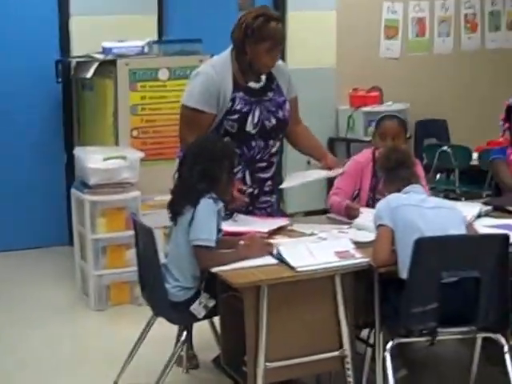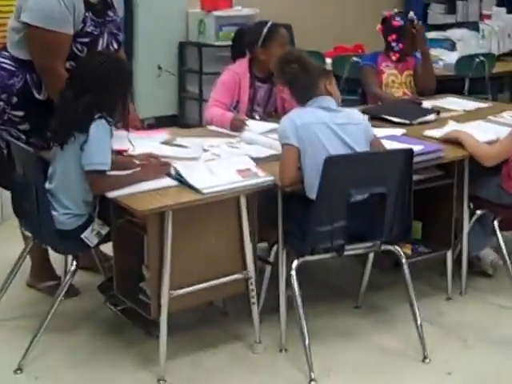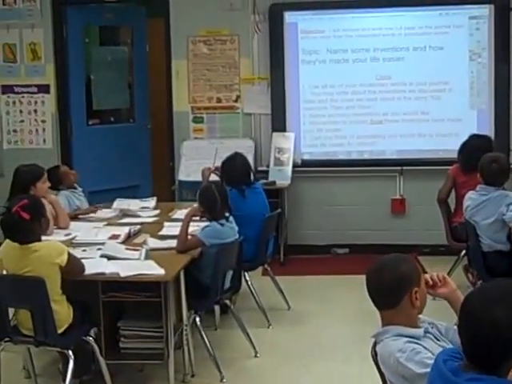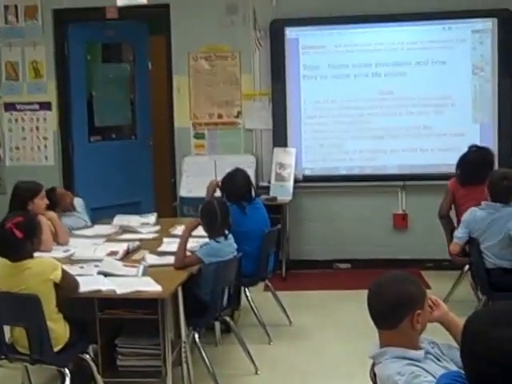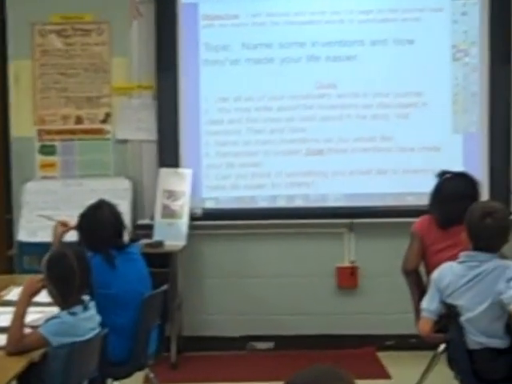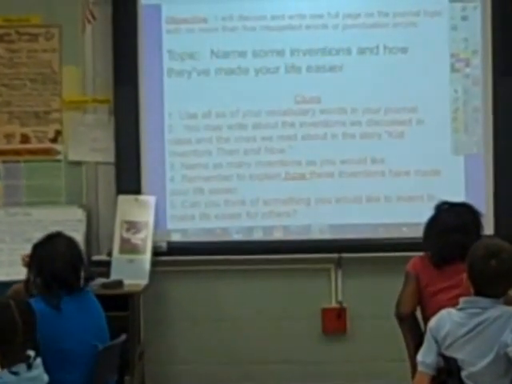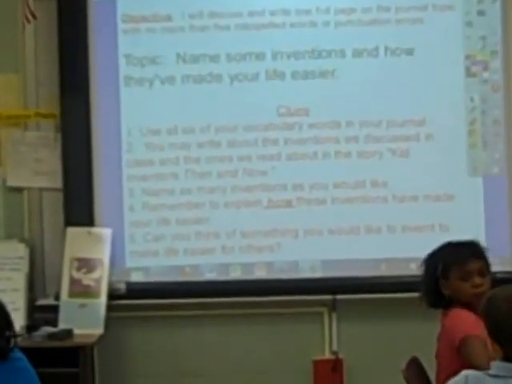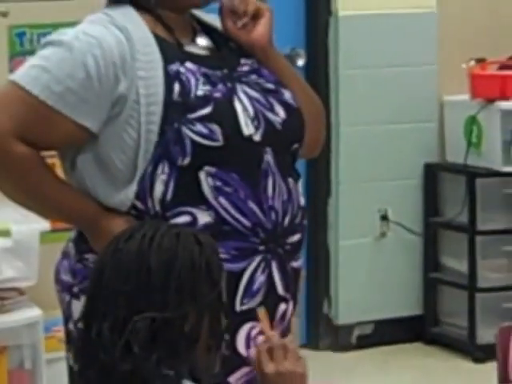Alright guys, let's look up and let's read our objective again. What is our objective? I will discuss and write one full page on the journal topic with no more than 5 misspelled words or punctuation errors. So, are you going to write a half a page or 2 or 3 lines? How much do you have to write in your journal?